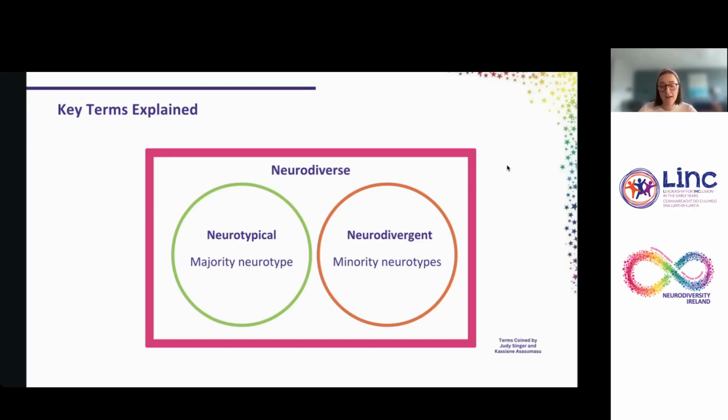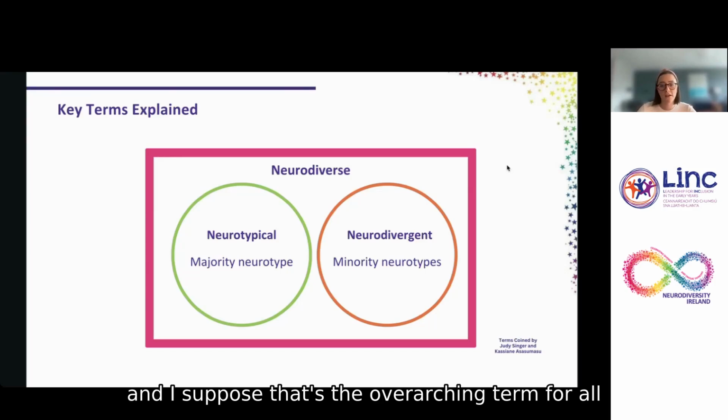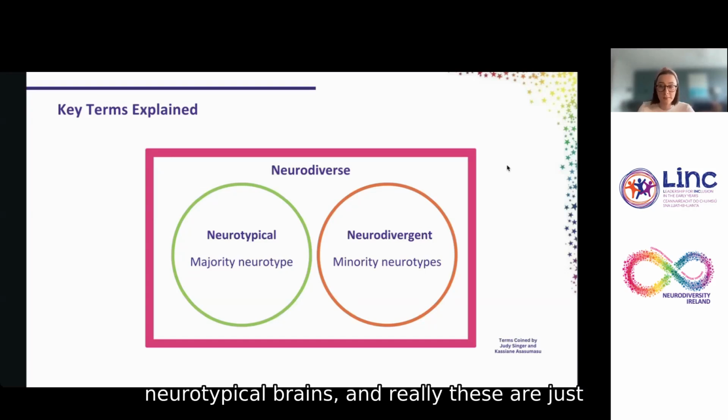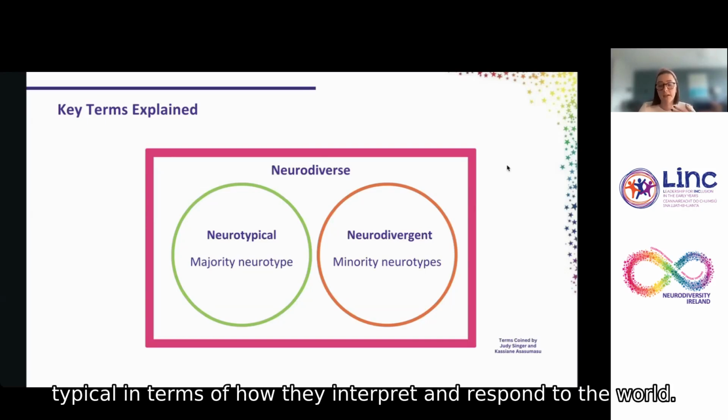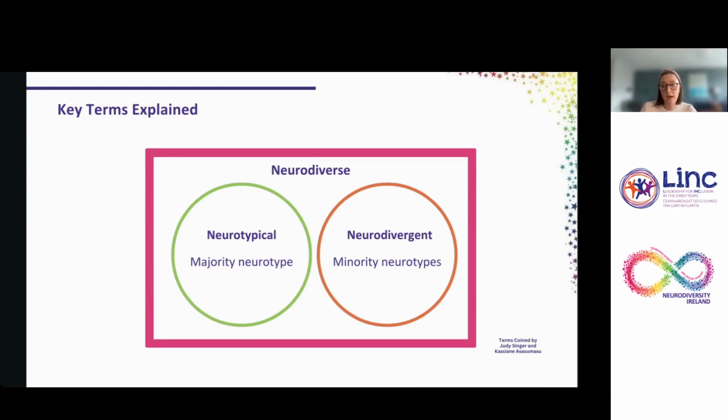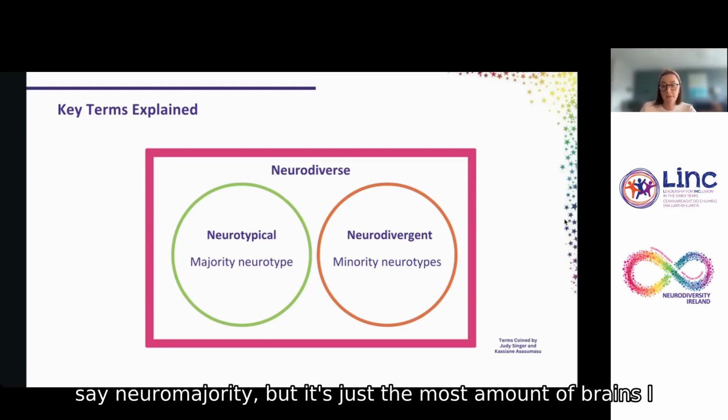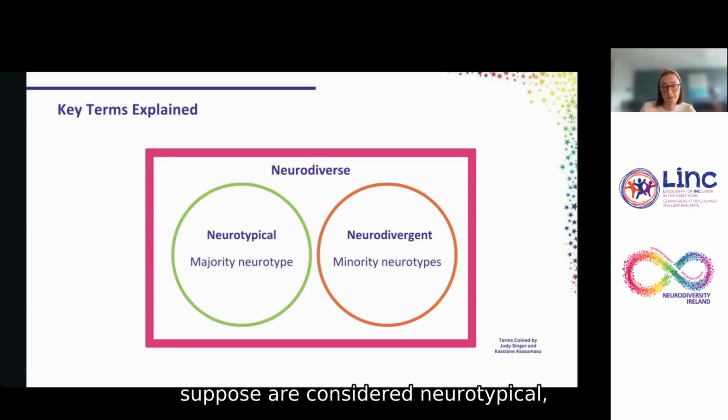So, of course, neurodiversity refers to all of the different types of brains that people in the world can have. And I suppose that's the overarching term for all brain types. And then under that, we can have neurotypical brains. And really, these are just the majority brain types. So they're considered typical in terms of how they interpret and respond to the world. Some people might also say neuromajority, but it's just that the most amount of brains are considered neurotypical.